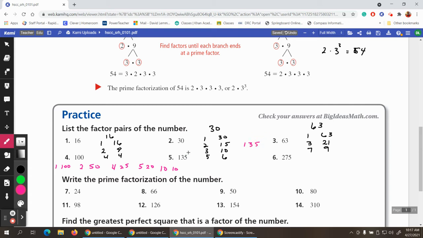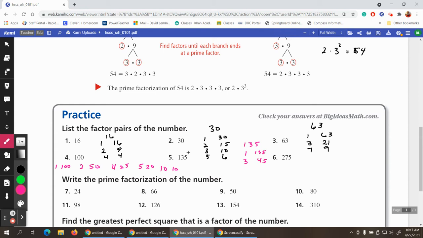135. Again, I just punched these in my calculator. We know that 1 and 135 work. 2 doesn't work because it's not even. 3 works. 3 is 45. 4 doesn't work again because it's not even, but it also ends in a 5. Anything with 4 that you multiply by 5 will give you a 0.